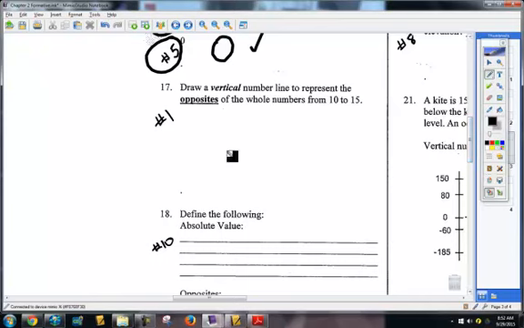Okay, this one, the most missed question, I think, from what I saw looking through them. So please pay attention. This was very, very highly missed. This is worth 1 point. It either looks like mine or it doesn't. Okay, first of all, you have to draw a vertical number line.